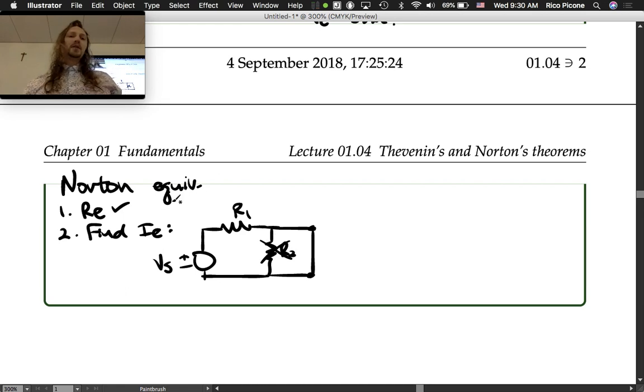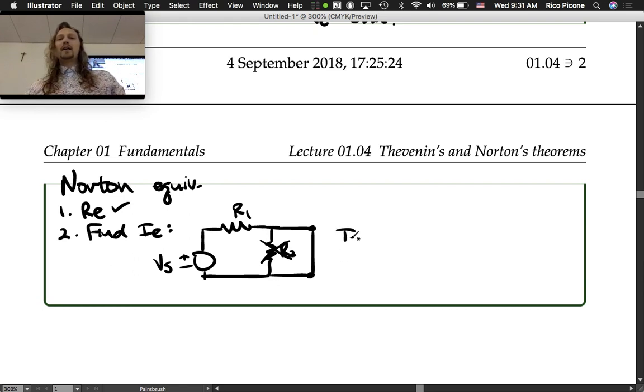And we know the voltage across R1 is what? Yeah, it's just VS, we called it. Just the input voltage. So we can use Ohm's law to find out what the current is that's running through R1, which is the current that's running through the short also, right?